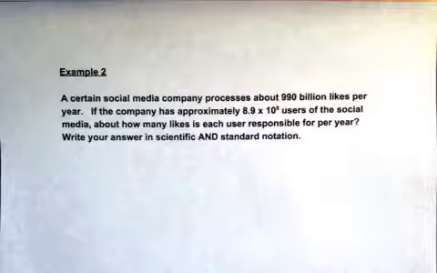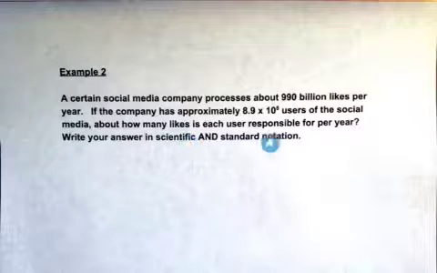Okay, a certain social media company processes about 990 billion likes per year. The company has approximately 8.9 times 10 to the 8 users of the social media. About how many likes is each user responsible for per year? Write your answer in scientific notation and standard notation.